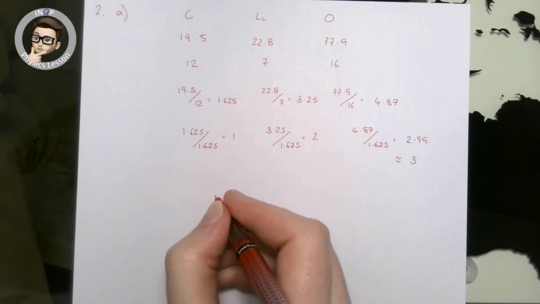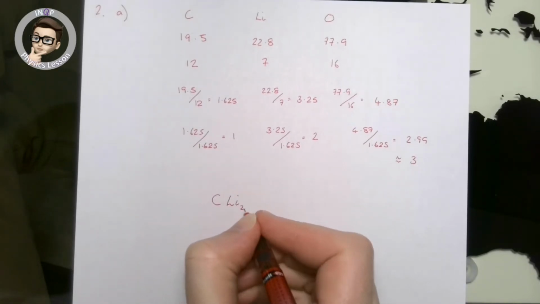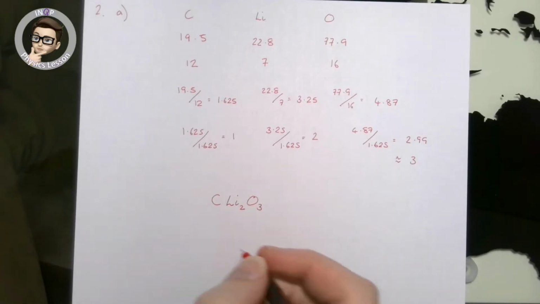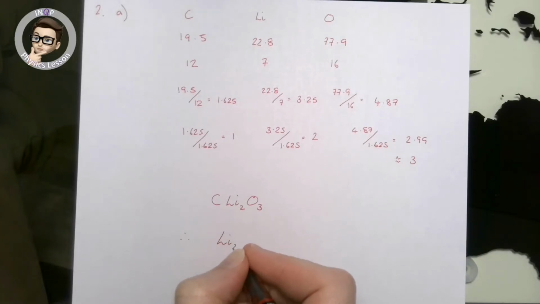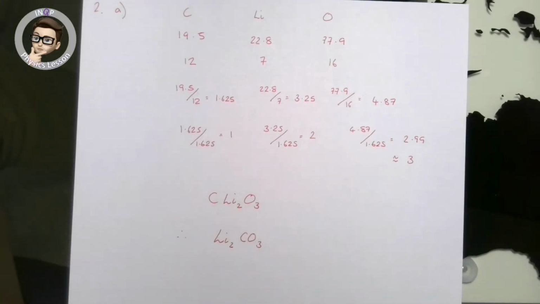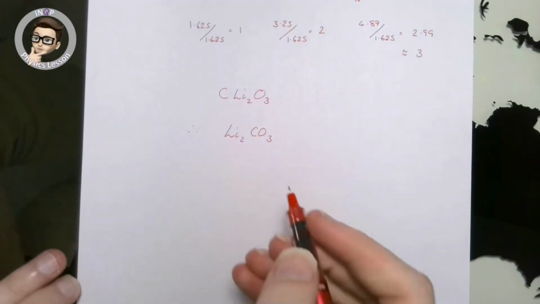So looking at my empirical formula, I've got CLi2O3. Well, we know that C and O normally go together, so my answer should be Li2CO3, lithium carbonate. So let's move on to part B.